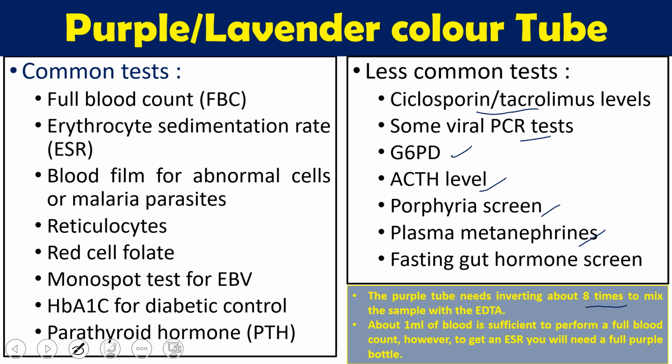So this is the minimum requirement, that 8 times you have to mix it, so that the EDTA which is spread on the wall of the tubes will be completely mixed with the blood. Then only blood, because that amount is fixed. About 1 ml of blood is sufficient to perform the full blood count. However, to get an ESR value, you need to fill the purple color bottle. So this is all about the purple color bottle.